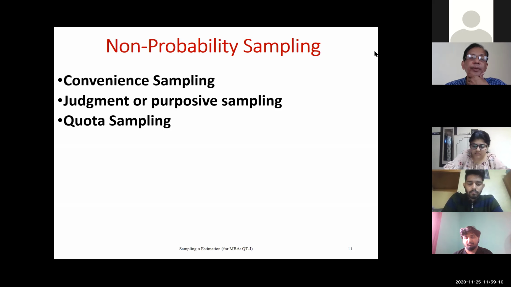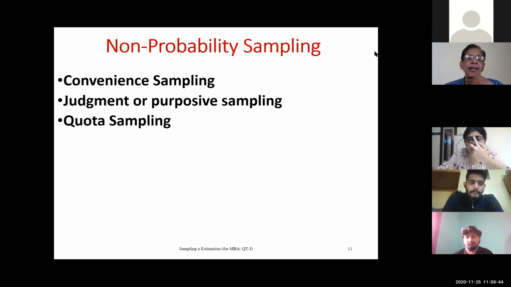Now coming to judgment sampling, suppose you are to make a selection. Suppose you want to select a person to be the manager of your company. You cannot pick randomly like a lottery method. So you are using your judgment as per the need, as per the requirement, which is best suited, you are selecting one. So that is sample selection. You are not selecting everybody, and that kind of selection is called judgment sampling method.